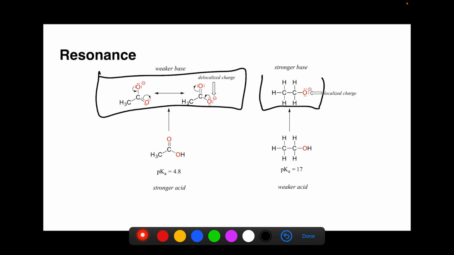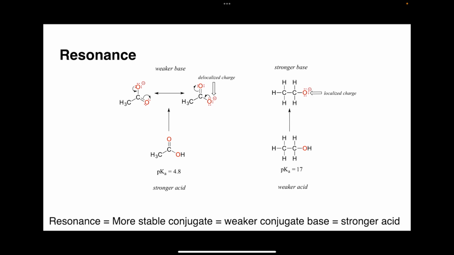Juxtapose that to the conjugate base shown here, which does not exhibit resonance. In this case, the negative charge has only one place to be. Therefore, it is a less stable conjugate base, meaning it's a stronger conjugate base, which is correlated with a weaker acid. So in summary, the existence of resonance leads to a more stable conjugate base, which leads to a weaker conjugate base, which leads to a stronger acid.